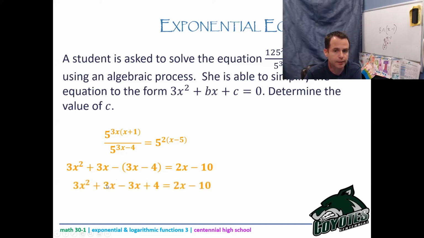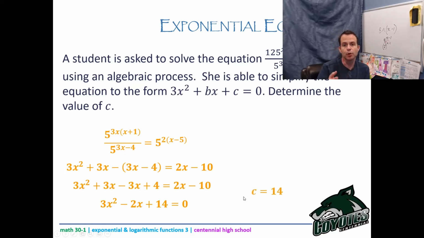My 3x's are gone here. Bring my 2x over, bring my negative 10 over, and I get this quadratic in the form Ax squared plus Bx plus C. We were asked for C. And I know I've got it right now because my A value is 3 here, and I notice up here my A value is also 3. So my C value is 14, and that's the answer.